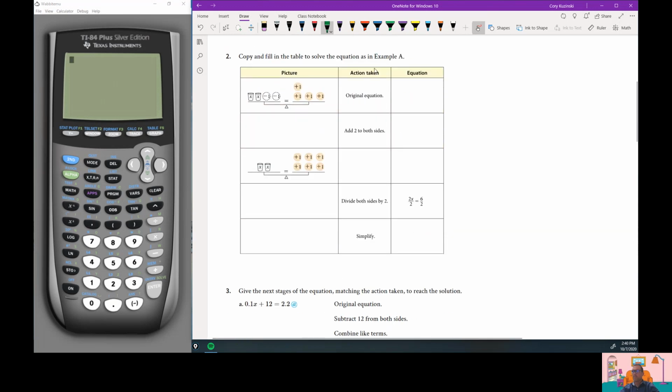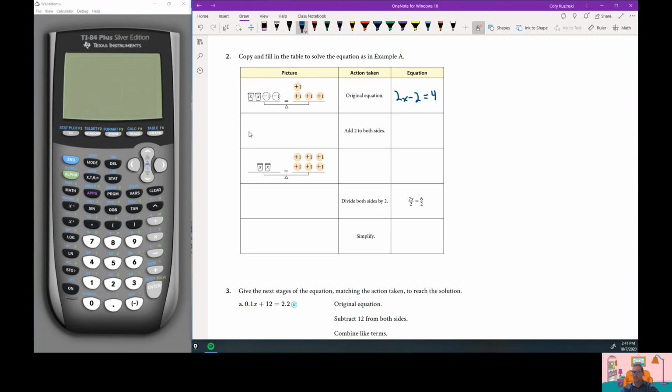All right, number 2, copy and fill in the table. So first off, what equation does this represent? Well, we've got 2x minus 2 equals 4. They say to add 2 to both sides. Okay, so I guess over here on the left, I'm going to make my picture.